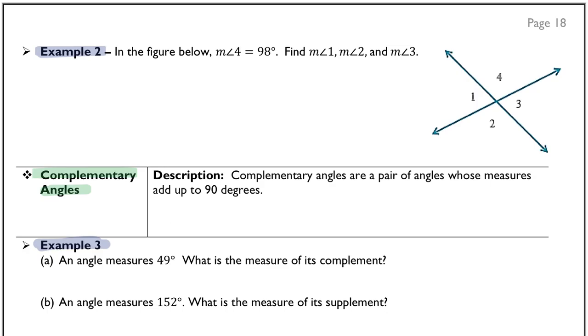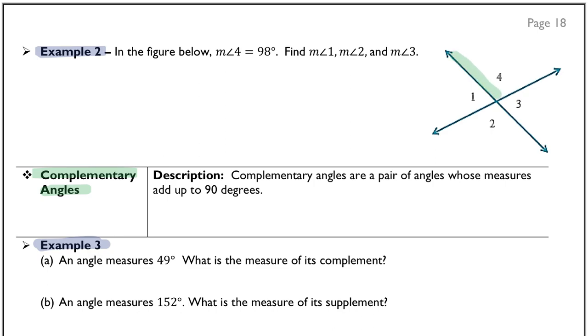So let's go do a quick example here. Example 2, again, we highlighted that in blue. Examples are in blue, and then again, we'll learn something about complementary, which we'll highlight in green. So example 2, in this figure below, or to the right kind of, we know that the measure of angle 4 is in fact 98 degrees. So I'm going to just highlight that in green here.